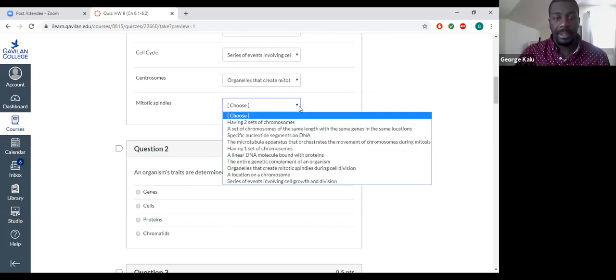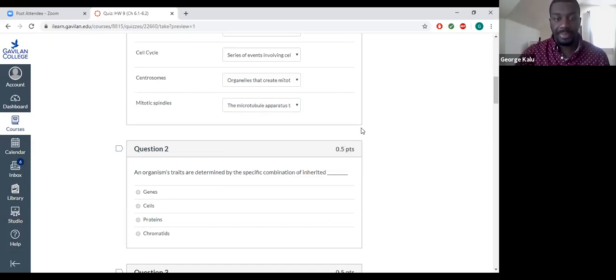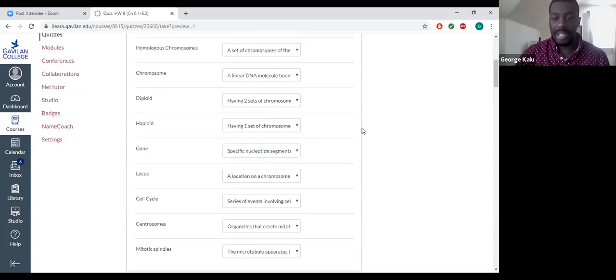Perfect. And the last one is the mitotic spindles. Which one would this one be? That would be exactly, so Jackie got it right. So the microtubule apparatus, and these microtubules are going to make up the mitotic spindles. And those mitotic spindles will then eventually bind onto the chromosomes and then move them around during mitosis. Perfect. Okay, any questions on any of these definitions so far?